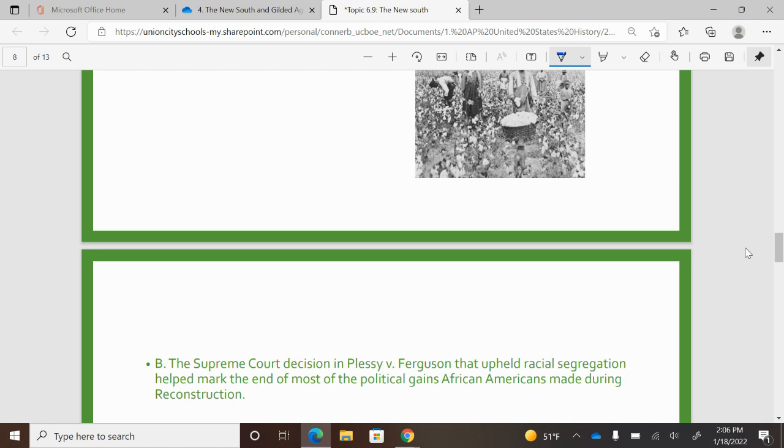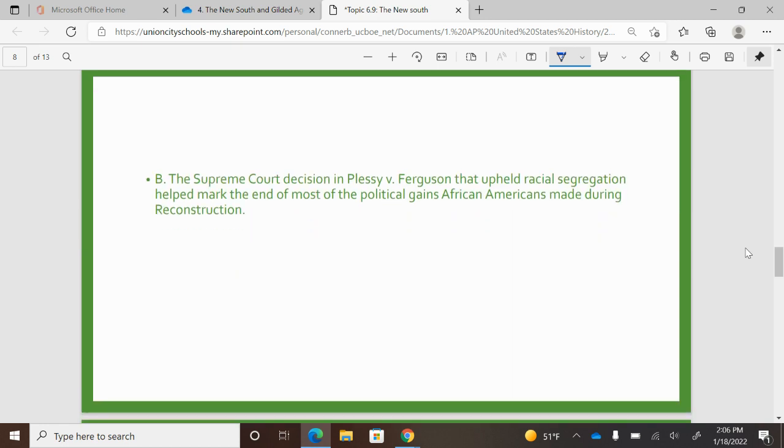All right. As we get to B, the Supreme Court decision in Plessy versus Ferguson that upheld racial segregation helped mark the end of most of the political gains African Americans made during Reconstruction. All right, so when it comes to the change and continuity aspect of it, you can kind of go at this one either way. The big continuity is going to be that racial segregation is obviously still happening in the South during this time period.